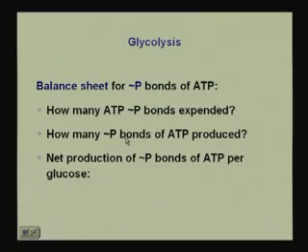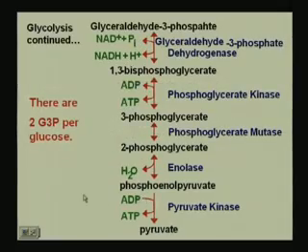How many phosphate bonds of ATP are produced? How many are produced? Is it 2 from every molecule of glucose? 4. Why? Because we have 2 of these. Glyceraldehyde 3-phosphate is going to create 2 ATPs, right?